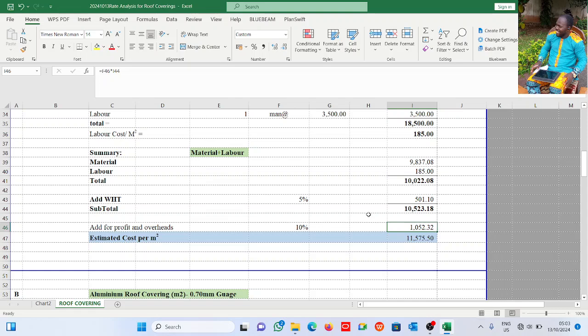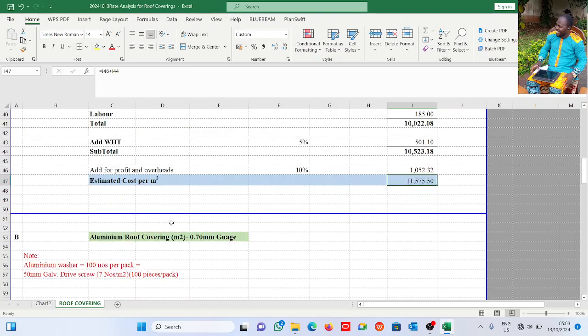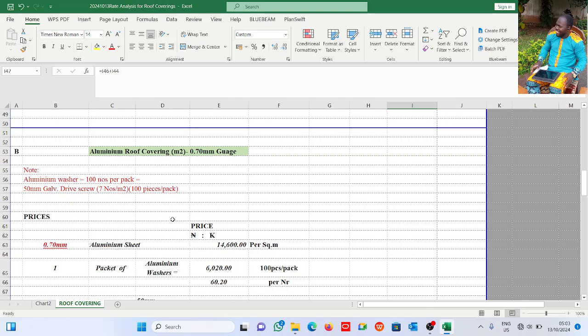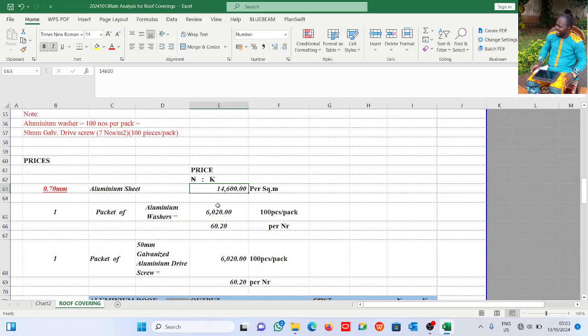It could be 15, it could be 20, it could be 25, it could be 30, depending on the company's overhead. So 0.55 average cost in a square meter is 11,575 naira 50 kobo. Same process goes for the 0.7 mm gauge, a pack of 100 aluminum washers, a pack of 100 galvanized screws, at 7 numbers per square meter. So it goes for an average price of 14,600 naira.